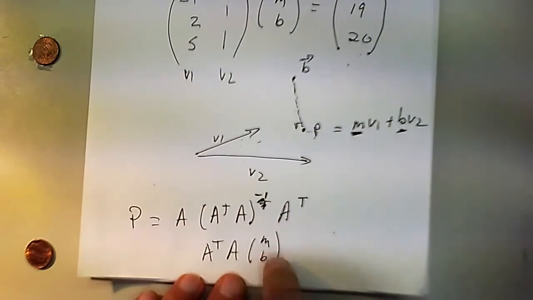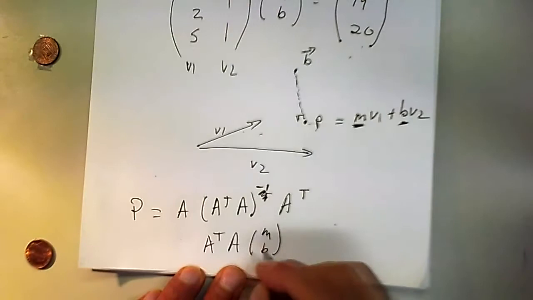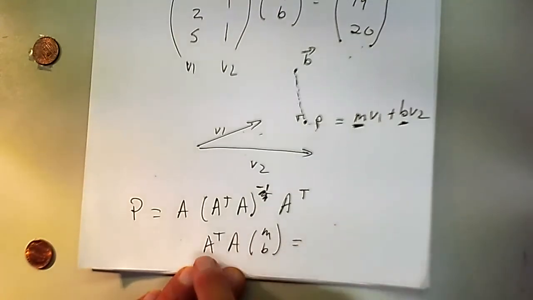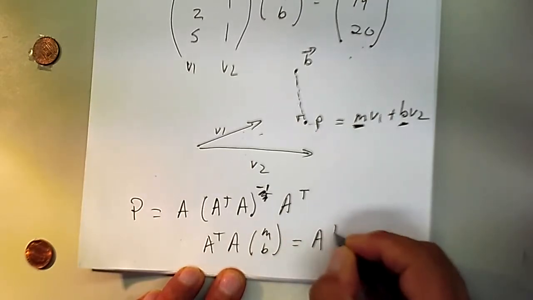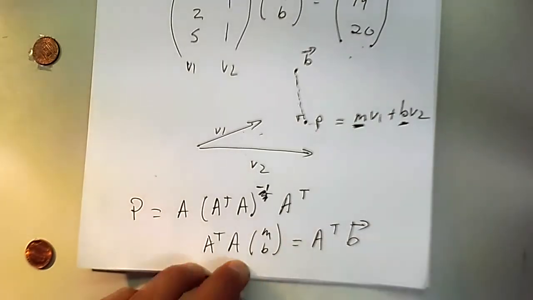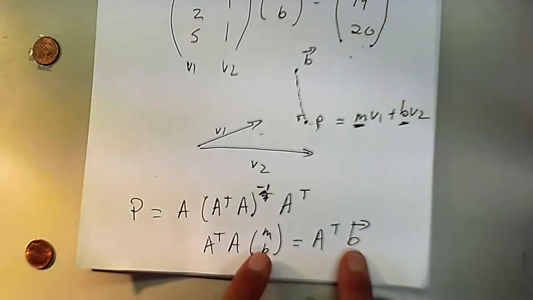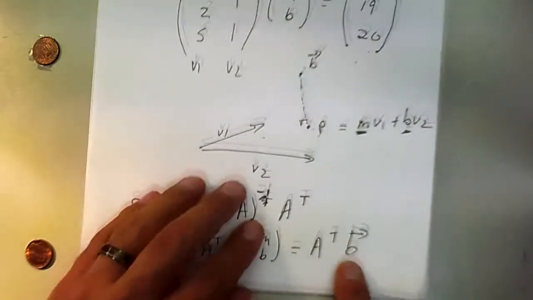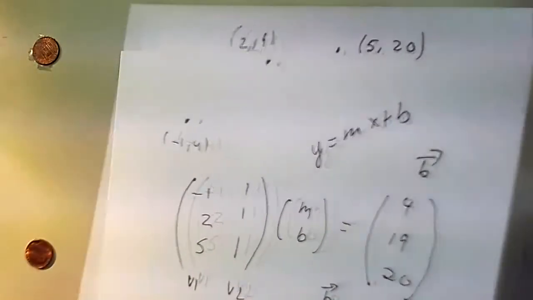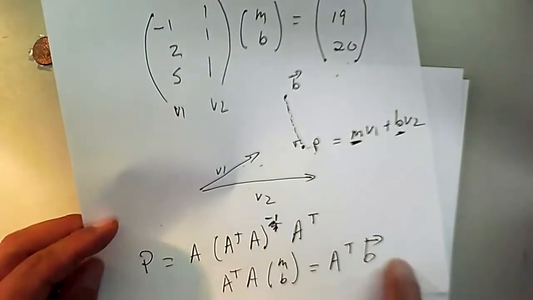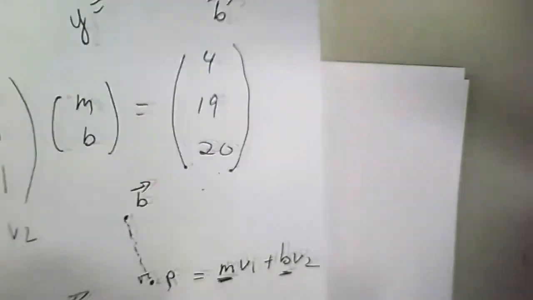And again, we don't want to do that. We want to do one step shorter, which boils down to A transpose A MB equals A transpose B, the vector. So again, sorry to do this. This is the B as in Y equals MX plus B. This is the vector B corresponding to that. So this is the equation we want to solve. Okay, let's go ahead and do that.